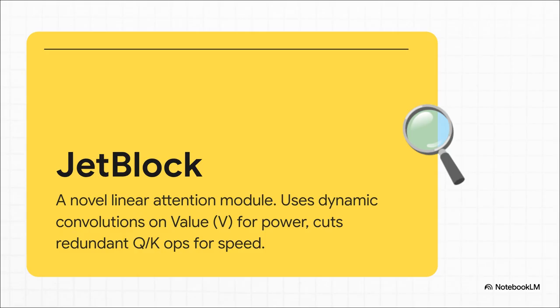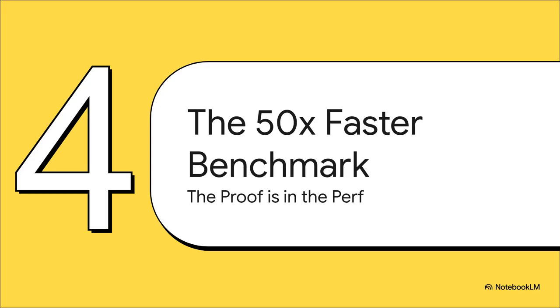JetBlock. It's a new linear attention module. The cool part is that it uses dynamic convolutions on the value tokens, meaning the layer can adapt to the input it's seeing. But the really efficient part is that they completely cut out redundant operations on the query and key tokens that older designs used. They found those operations were adding a lot of compute for almost zero gain in accuracy. So, snip, they're gone.